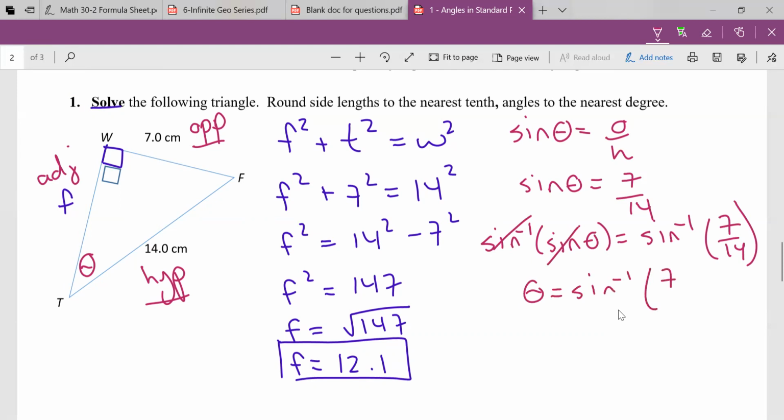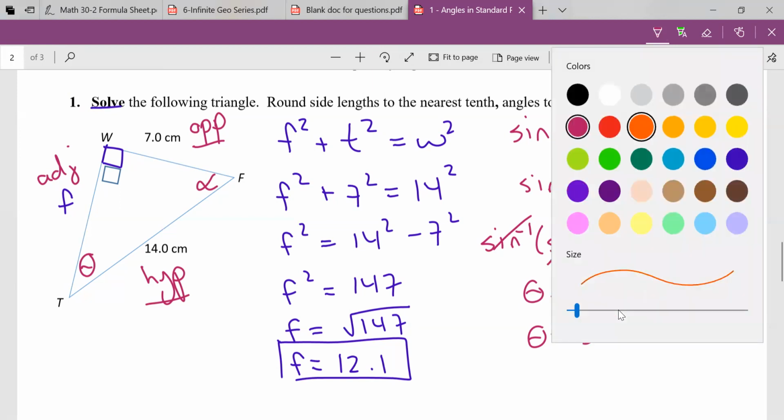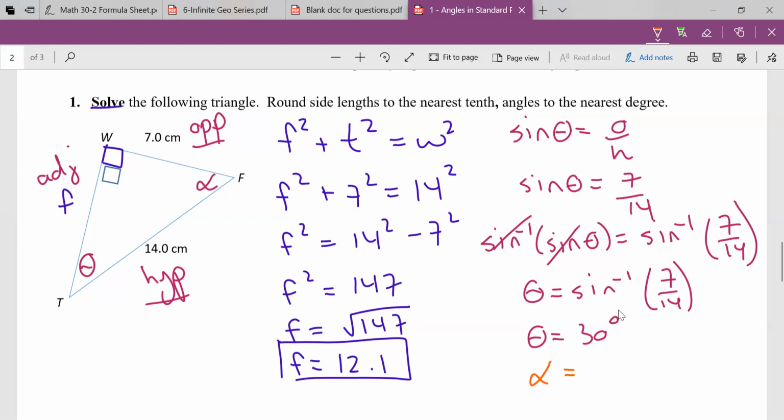And now all I need to do is just pick up my calculator and sub that in, and I should get 30 degrees. And once I know that angle, well, angle up here for vertex F, I'll call it alpha. Well, now I know that alpha has to add to 180, so I can guess right off the bat that that's going to be 60. There, we solved the triangle.